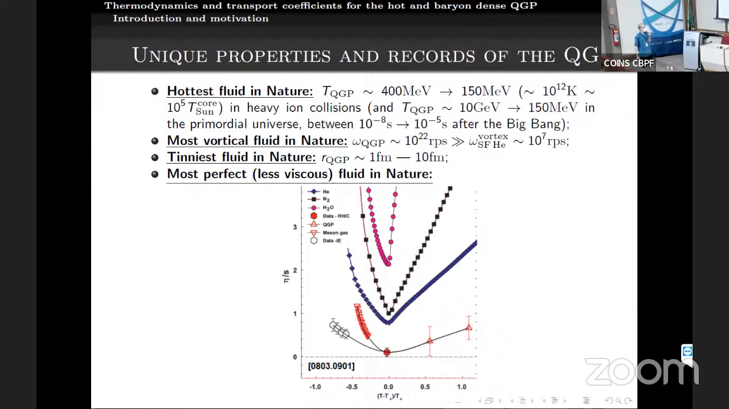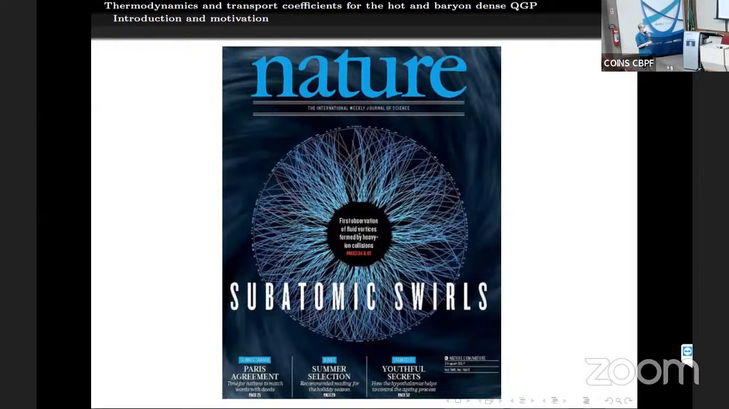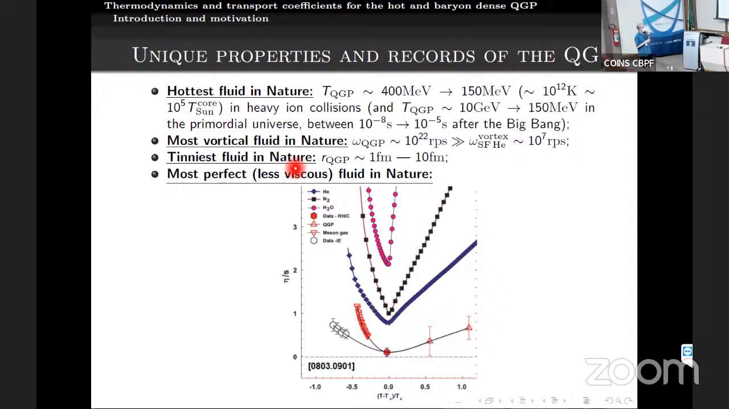It's also the most vortical fluid ever produced in nature, with a vorticity of the order of 10 to the 22 rotations per second. This result appeared in this publication by Nature in 2017. It's also the tiniest fluid ever produced in nature, with a radius between 1 Fermi and 10 Fermi. And it's also the most perfect or least viscous fluid ever produced in nature, which can be measured by the ratio of the shear viscosity to the entropy density. And this is the result corresponding to the quark gluon plasma.